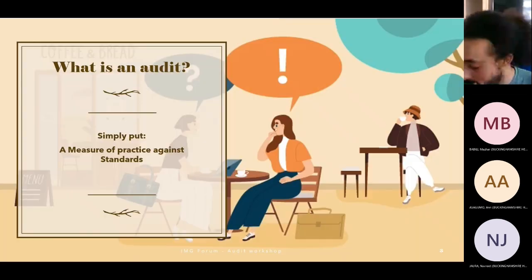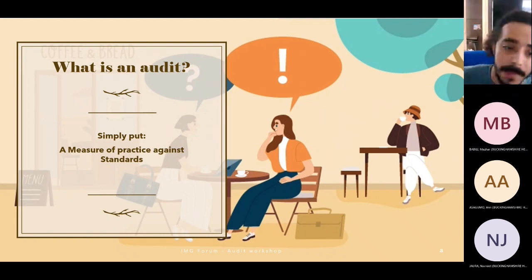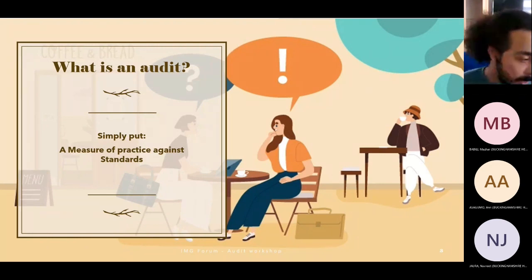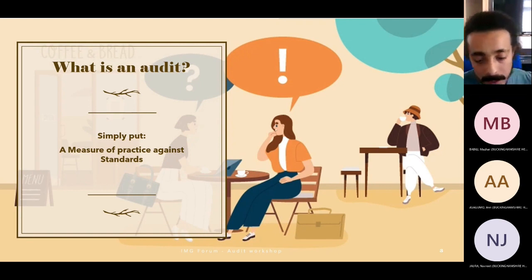Does anyone know what an audit is? It's very simple. There's a lot of definitions or fancy terms, but I think easily the most simple form of it is it's a way to measure our practice against standards. So are we, in our practice, doing things right or not? Are we actually following the guidelines or not? That's it. So it's a practice-driven process, and that's the whole point of an audit.